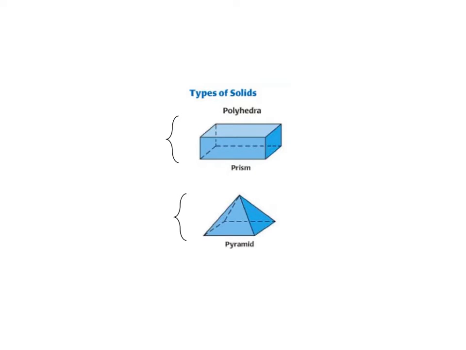So now let's discuss types of solids. First, we have prisms. So prisms have rectangular sides and then two parallel bases. So here this is a rectangular prism because the base is a rectangle, and then it has all rectangular sides.